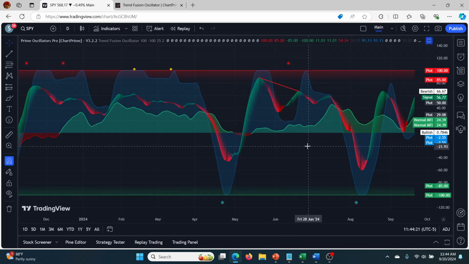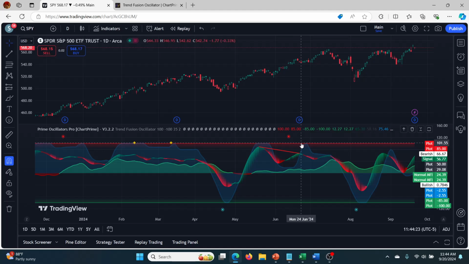Let's get rid of this. So yeah, that's what I'm kind of saying. This is not superb. I mean, we continued up for a significant period of time here before it finally reversed. But the reversal dot and the bearish divergence were very early or just inaccurate. So yeah. Anyway, that is the trend fusion oscillator for ChartPrime.